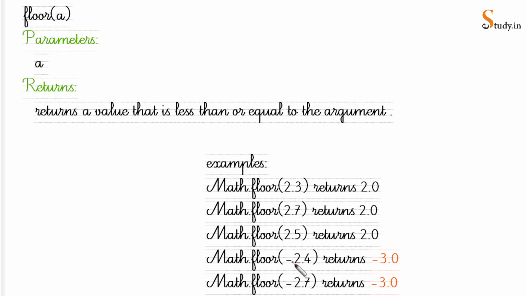Now minus 2.3, which is the smallest integer which is less than minus 2.3? That is minus 3. Since the return type is double, it will return minus 3.0. Similarly, minus 2.7 will return minus 3.0. So let's try it out.